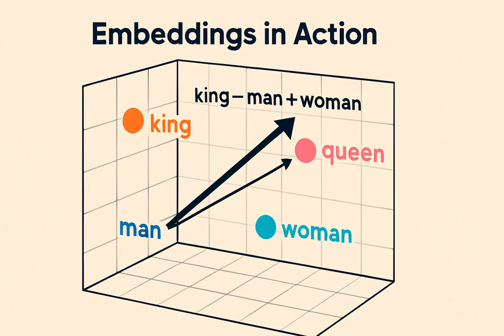The process of converting data into vectors is called embeddings. Embeddings capture the meaning of things. For example, in a 3D space, king minus man plus woman equals queen. This shows that embeddings keep relationships and context intact.